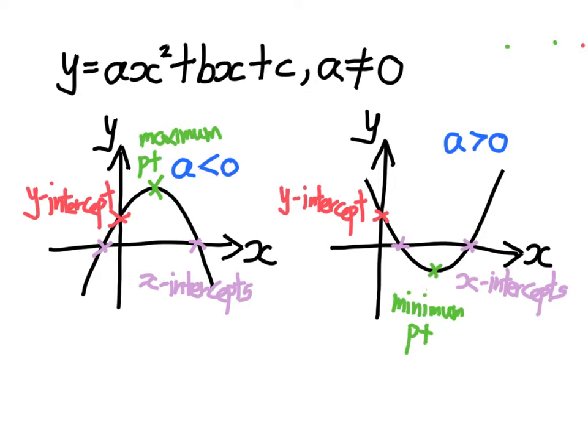on the left. And for the shape on the right, examples would be y equals 2x squared plus 1, or y equals 3x squared plus 5x minus 2, etc., where the coefficient of x squared is positive.